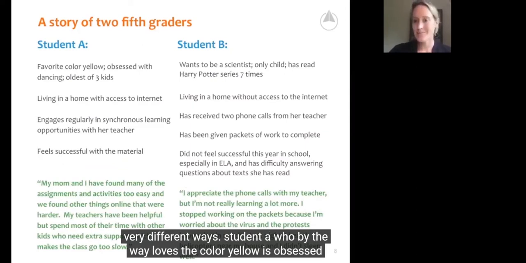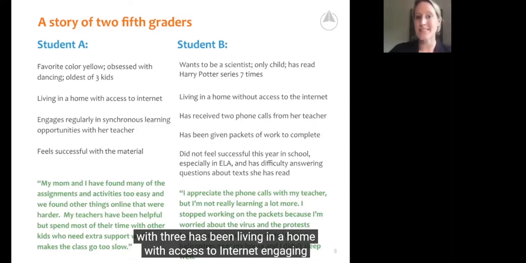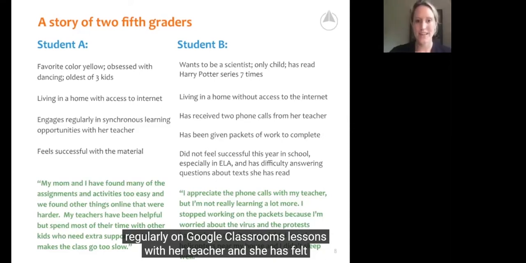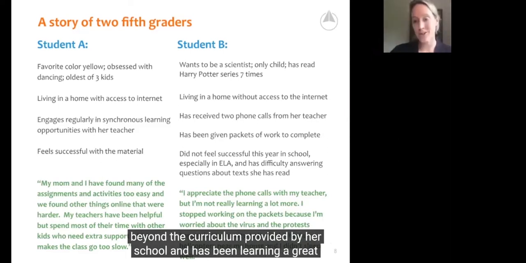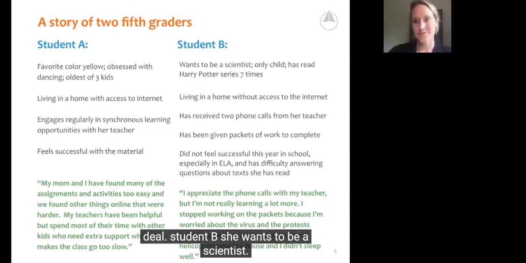Student A, who, by the way, loves the color yellow, is obsessed with it, and is the oldest of three, has been living in a home with access to internet and engaging regularly on Google Classroom's lessons with her teacher, and she has felt successful. In fact, along with the support of her mother, she has gone beyond the curriculum provided by her school and has been learning a great deal.